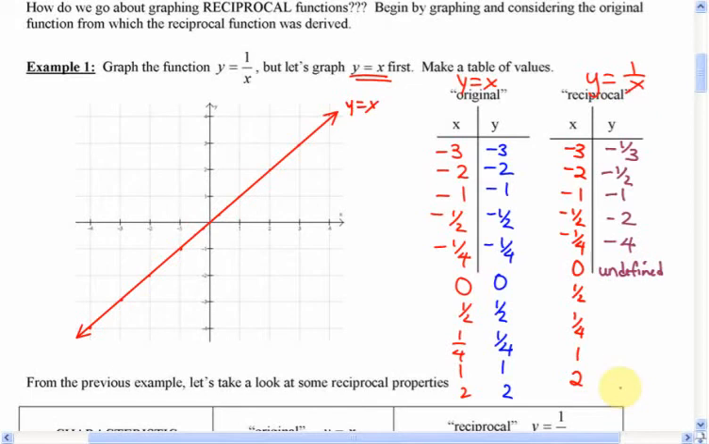Wait, isn't 0 over 0 just 0? No. Don't know. But I'm asking you right now 1 over 0, not 0 over 0. So I'm saying 1 divided by 0. Reciprocaling 0 is 1 divided by 0. Okay? How about a half? What's the reciprocal of a half?